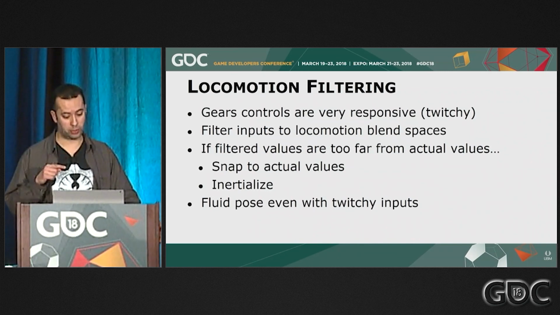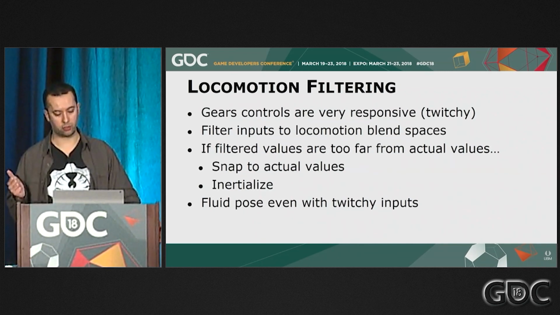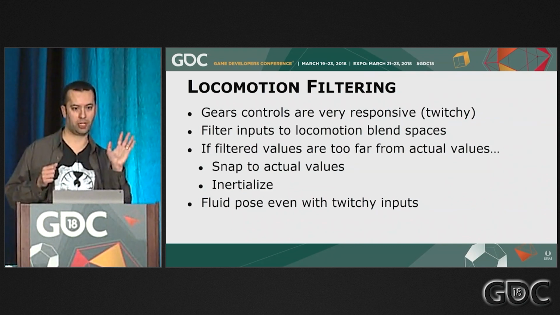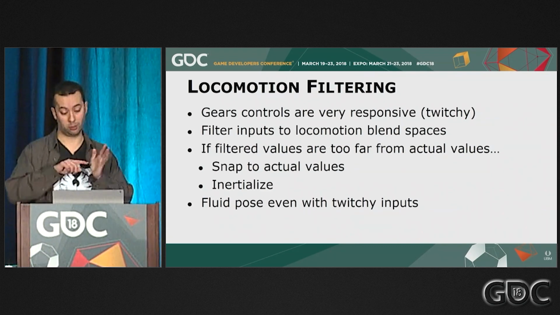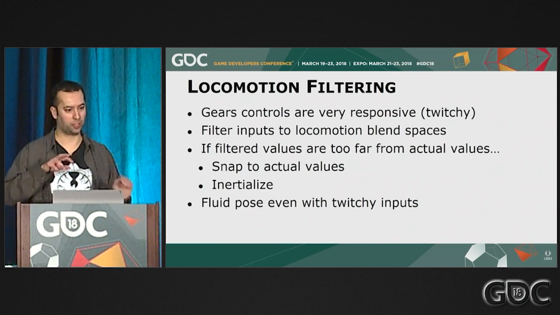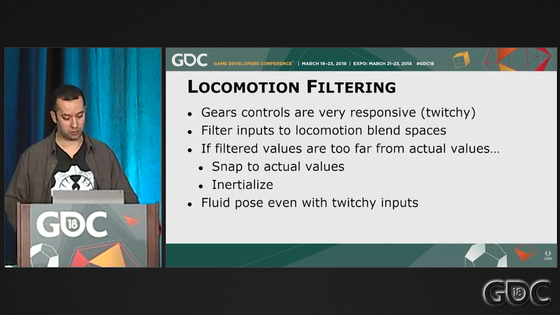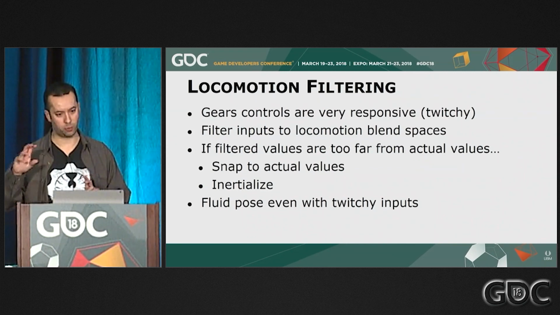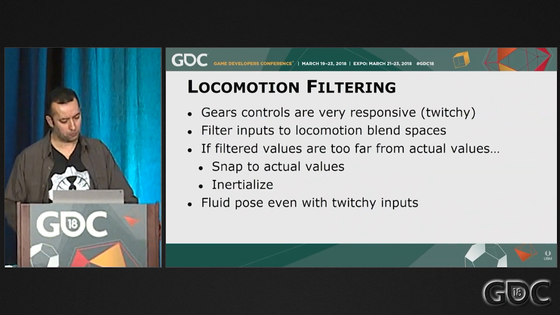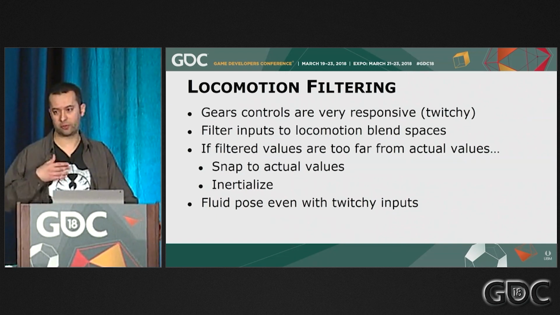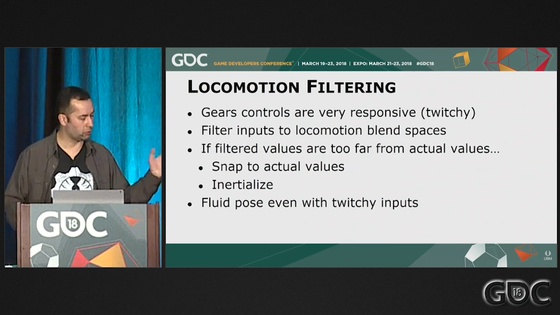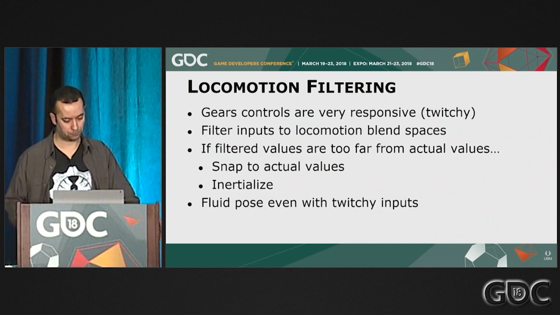But of course, because we're filtering that, if you do a sudden change in direction, the filtered value can get a little bit too far from where you want to be, and you don't want to stay sidestepping when you want to be going forward. It doesn't affect the actual movement of your character, but it affects the posing and gives a lot of foot slide. So in that situation we snap it to the new value when we detect that it's too far out of line, and then we inertialize, which takes care of the pose difference. That gives us a fluid pose, even with twitchy inputs.